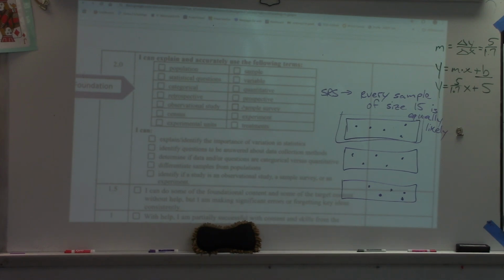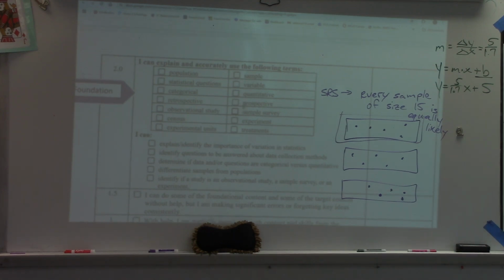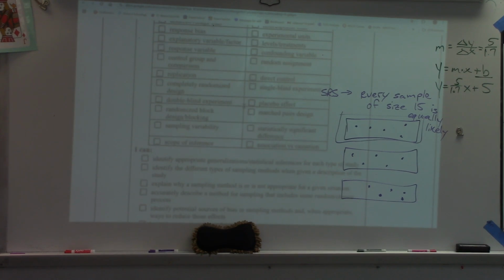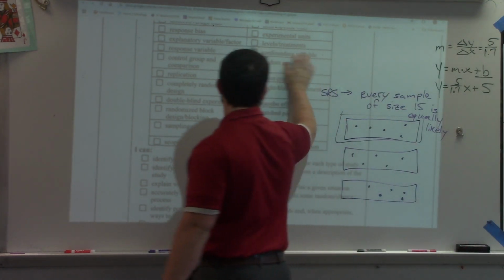All right, I think we should be good on all of those. All right, so in the target, what we still haven't talked about. So we already addressed the idea of confounding variables.